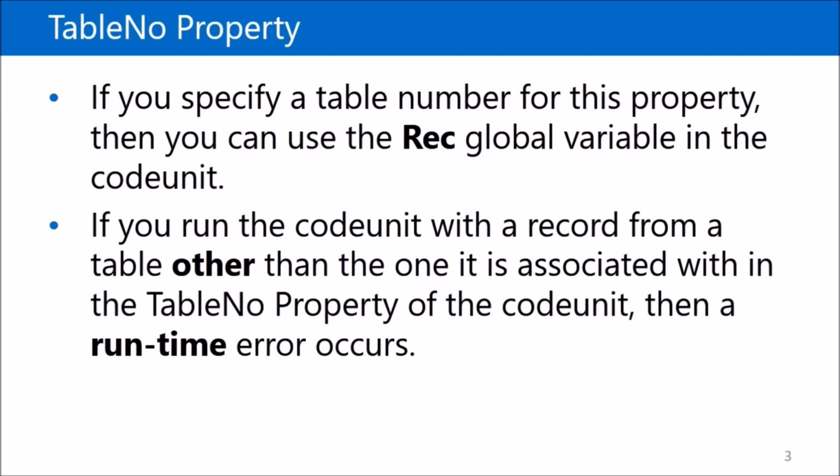And then inside of the Codeunit, you can use the global rec variable to access all of the fields and functions of that table. Now, if you run the Codeunit using another table not corresponding to the table number property of the Codeunit, then of course a runtime error will occur. Let's have a look now at an example.